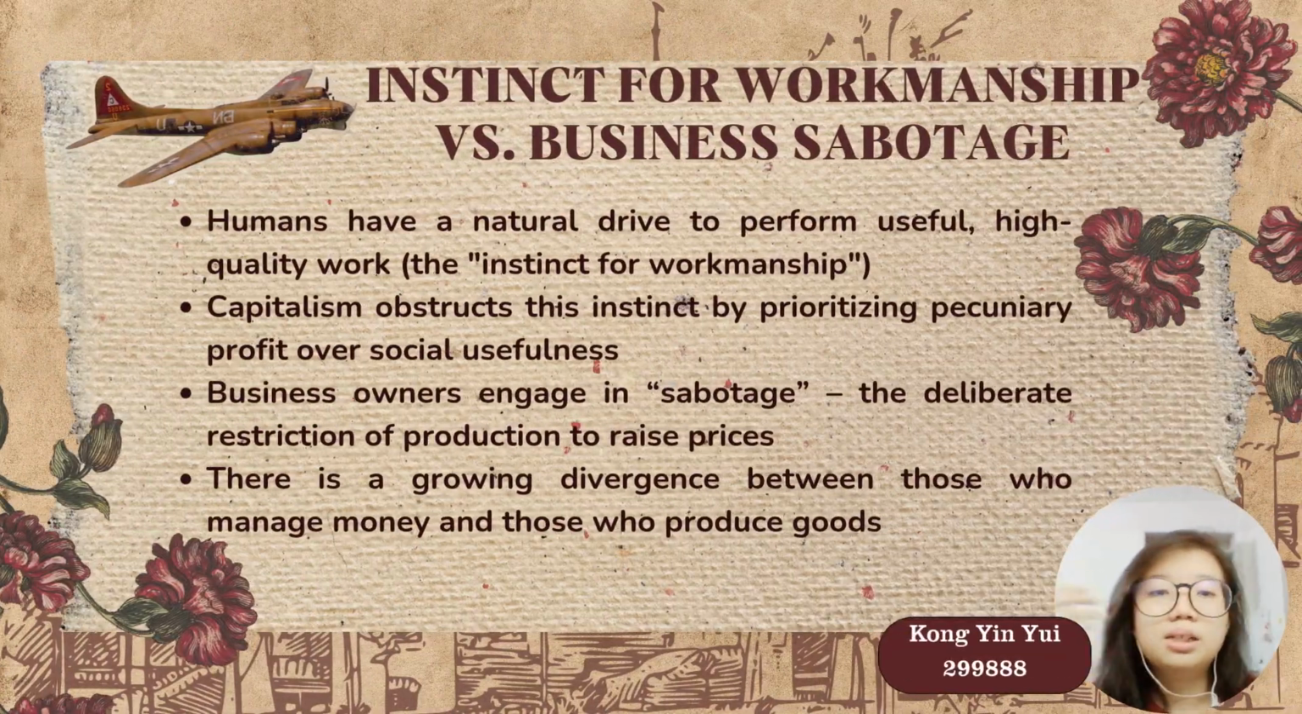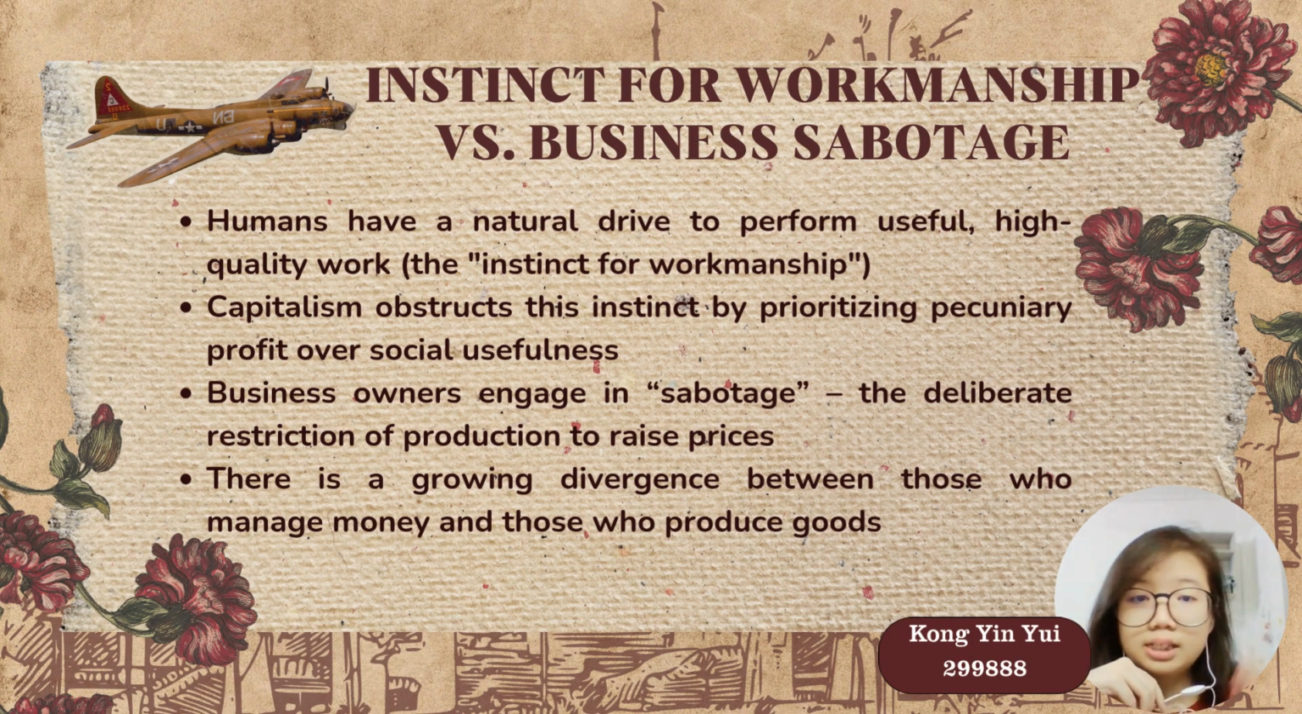Veblen believed that humans naturally want to do good work. He called this the instinct for workmanship. It's a drive to create, improve, and contribute to future generations. But capitalism, in his view, corrupts this instinct. Business owners prioritize vendability, what sells, not serviceability, or what's actually useful. He introduced the idea of business sabotage, deliberate restrictions on output like monopolies or speculative manipulations to raise profit. Instead of rewarding quality, the system often rewards marketing manipulation and waste.